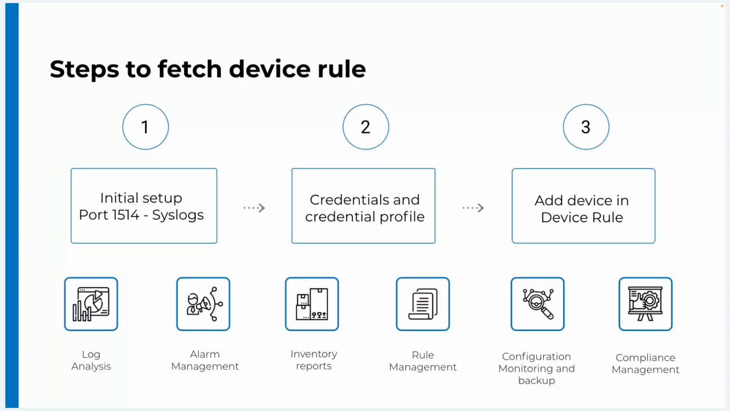In today's session, however, we'll cover step 3, that is all about adding the device in the device rule. So once you set the credentials, you should now fetch the firewall rules and configurations from your firewall device and ultimately add the device to the device rule. Once you do this, you get access to rule management reports, config monitoring and backup, and finally, compliance management reports. This is what we are going to discuss in today's session.